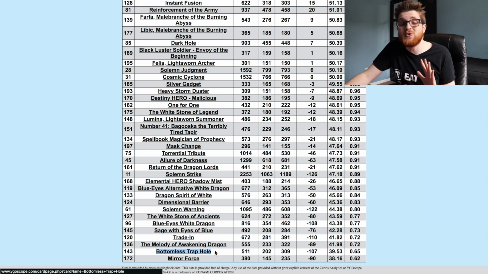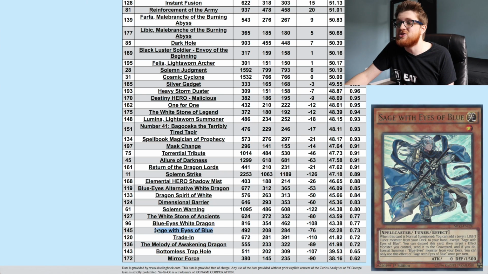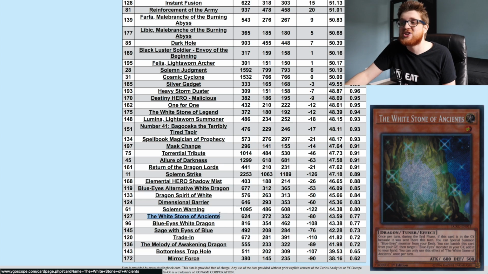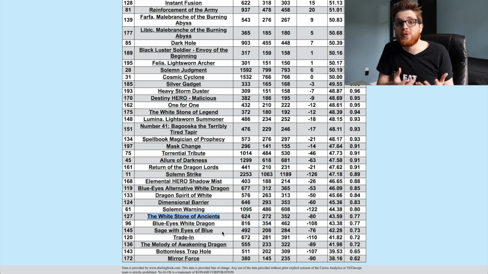And then funny enough, you just have all the Blue Eyes cards like Melody, Trade-In, Sage, Blue Eyes, White Stone of Ancients. You have just all the Blue Eyes cards sitting at the bottom here, and you can attribute that to a couple of reasons. You could either say that Blue Eyes isn't a good deck right now, the deck is just bad in general, or the people playing the deck aren't very good with it. So there's a little bit of room for interpretation, but I love that it shows us this for all of the top 200 cards that were played from the previous week.